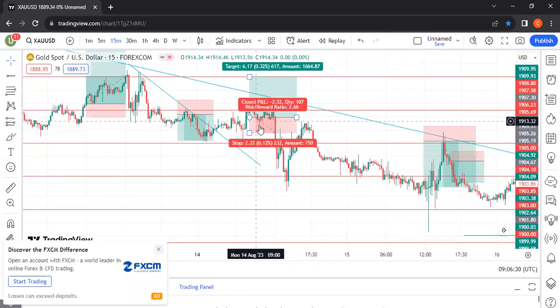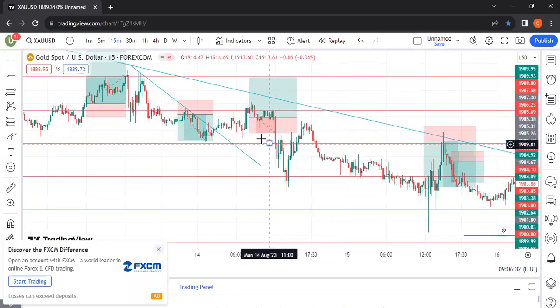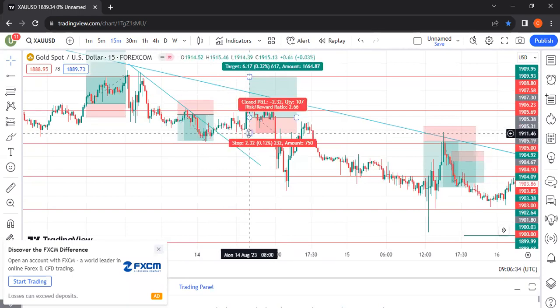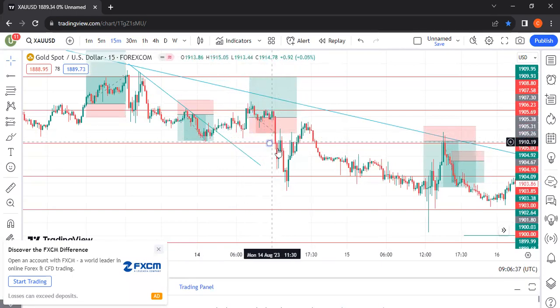So I tried it here again, right? It hadn't taken out this low. Look at the previous low. It hadn't taken it out. So the only time it will probably buy is if it takes out this low, and then it has a retracement. That's one thing I noticed that gold does. We'll see it in other instances too, right?